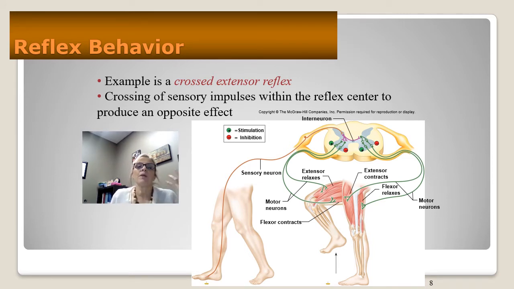All right. So basically, interneuron pathways in the spinal cord are going to have sensory impulses that come in on one side of the cord to go to the other side. If you notice, we're going to both sides there and produce the opposite effect, okay? And that's going to be really important for things that we have on both sides, like arms and legs.